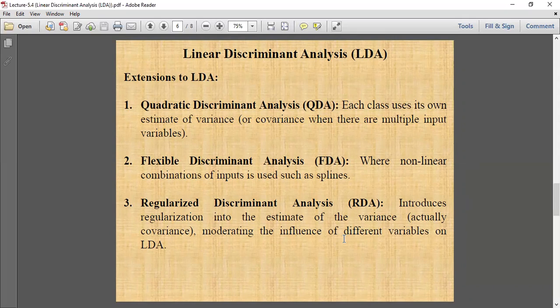In QDA, each class uses its own estimate of variance or covariance when there are multiple input variables. Second, flexible discriminant analysis, FDA, where a non-linear combination of inputs is used, such as splines. Third, regularized discriminant analysis, RDA, which introduces regularization into the estimate of the variance, actually covariance, moderating the influence of different variables on LDA.